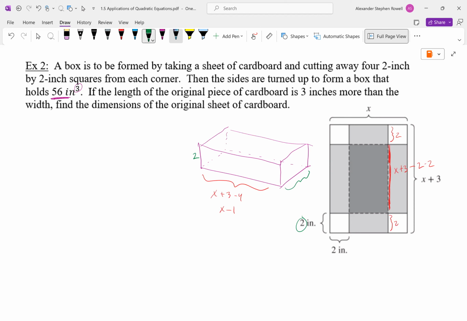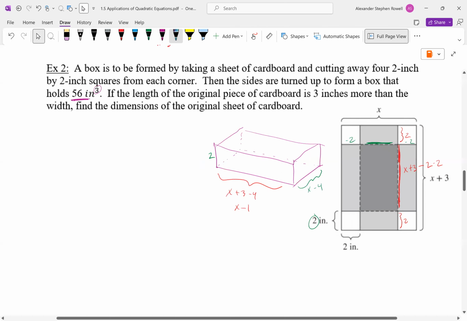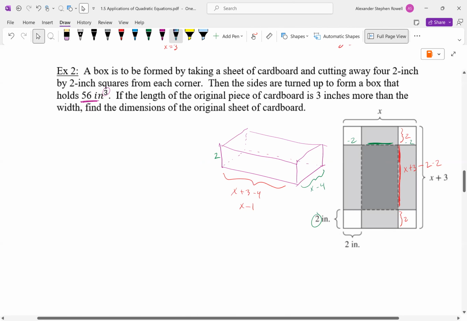Good. X minus 4 is correct. So I want this edge here, minus 2 here, and minus 2 there. X minus 4. That's probably the hard part, interpreting and setting it up. But what's the equation we want?